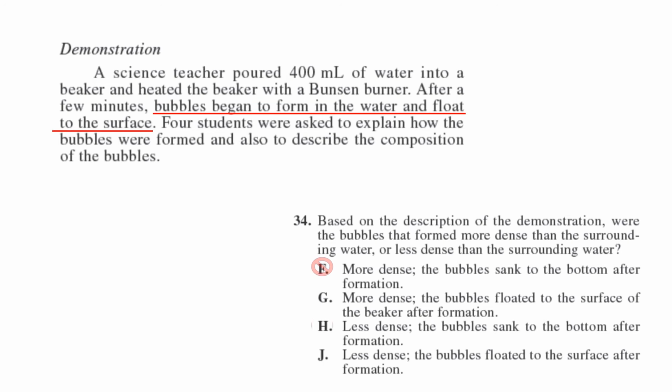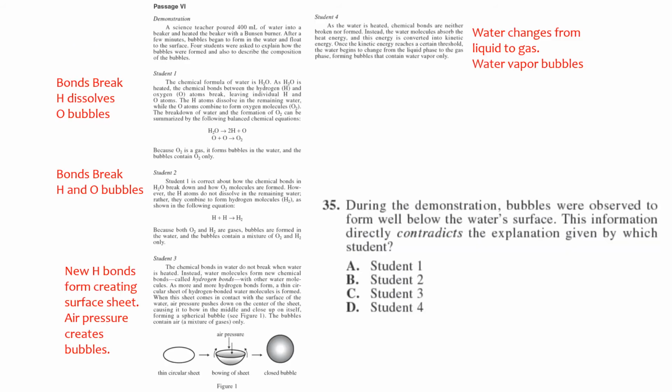So it says bubbles began to form in the water and float to the surface. So they floated to the surface, so that means they did not sink to the bottom. So we can easily dismiss F and H just based on what it says. And now you just have to know the definition or idea of density. So if they're floating to the surface, that means they're less dense. So a little bit of knowledge there. But even if you didn't know that knowledge, which hopefully you do, you could eliminate F and H because it says the bubbles went to the bottom, and that's not what is claimed in the reading. So J is the answer.